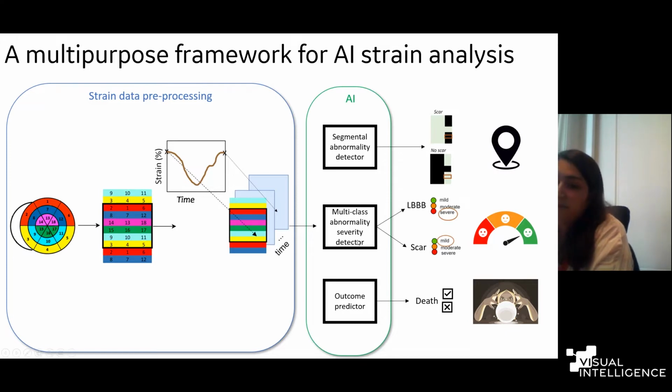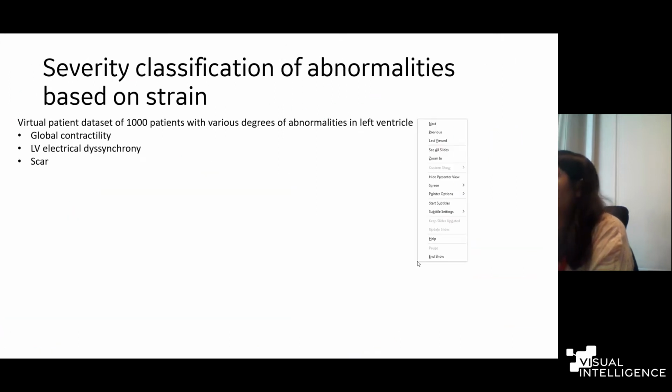Another model is to detect the severity of different abnormalities in the left ventricle of the heart as a whole. This is not local, but concerns the whole structure of the left ventricle. It could be left bundle branch block, which is a disease related to the pacing of the electrical signals in the heart, or scar, for example. And the third is detecting the outcome, the poor outcomes for the patient, such as mortality. So 3 different tasks that I need to work on, but what we have developed so far is 2 out of 3, the first 2, that I will mention in the following slide.